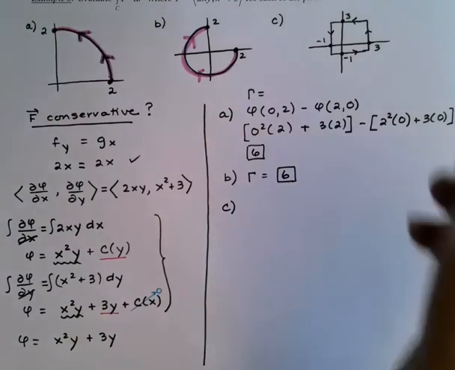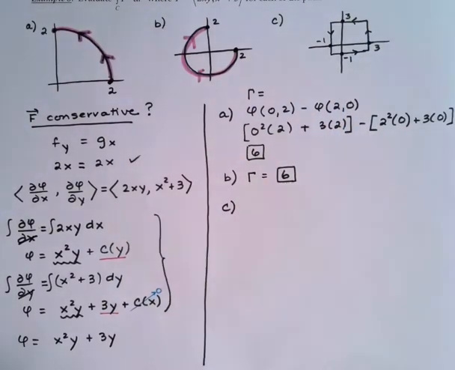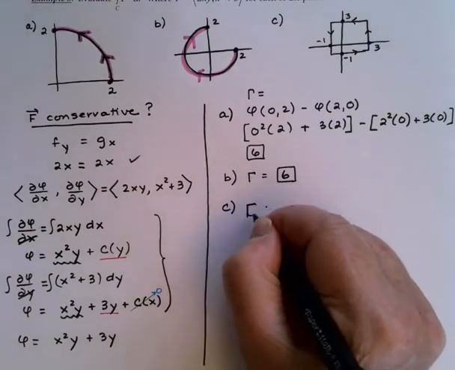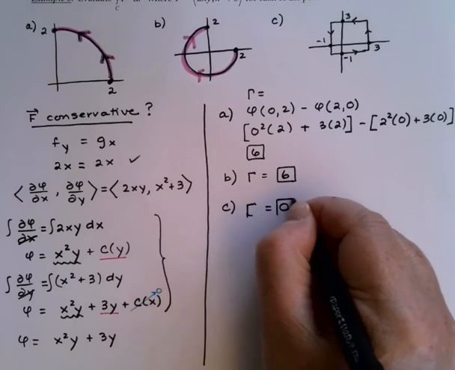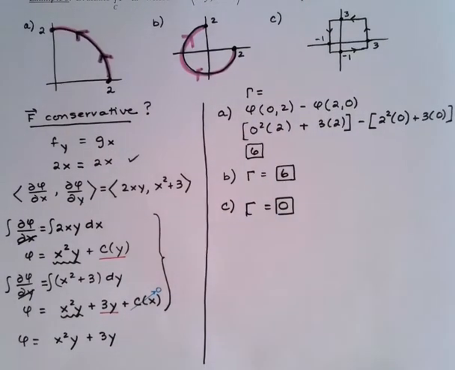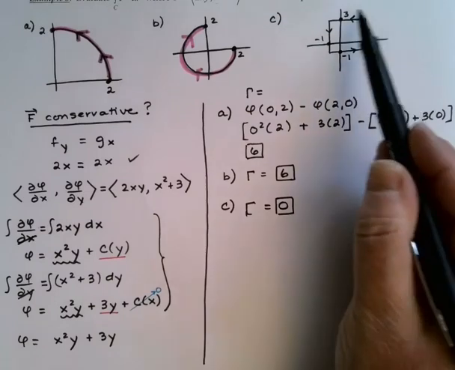C, this is a closed path. And since I do have a conservative vector field on a closed path, the circulation is going to be 0. My starting and ending points would be the same, so I'd be subtracting something from itself and getting 0. Notice how much work you've saved yourself in this one in particular.